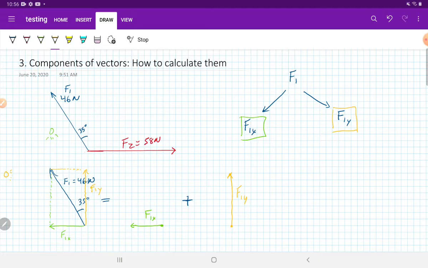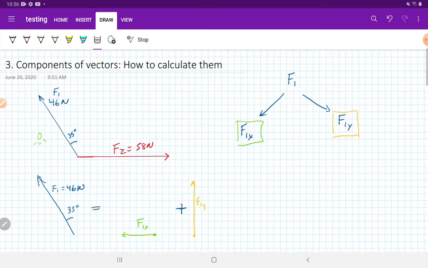Okay, so I'm going to erase this just quickly because I want you to see that this blue force, force 1, the original force, is equal to the x component plus the y component. Here I'm going to redraw that a little bit over so we can do our math. Okay, so let's get started with some calculations.